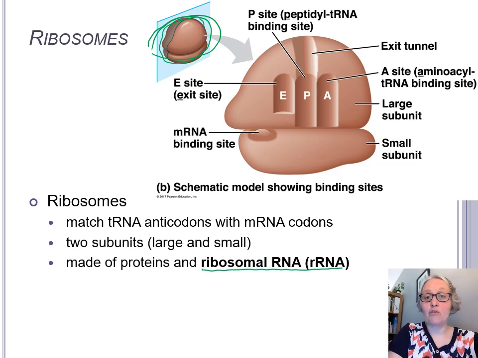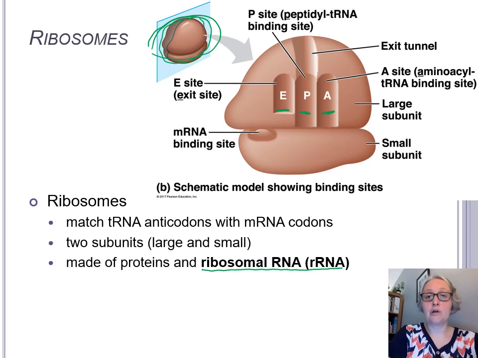So there's another type of RNA that you should know about. rRNA stands for ribosomal RNA. It's the component of the ribosome. It's what we build the ribosome out of. As you look at the ribosome, you can see that there are 3 different sites, an E site, a P site, and an A site. They always are going to be in this order, so you can think EPA, like Environmental Protection Agency, and that might help you remember them.